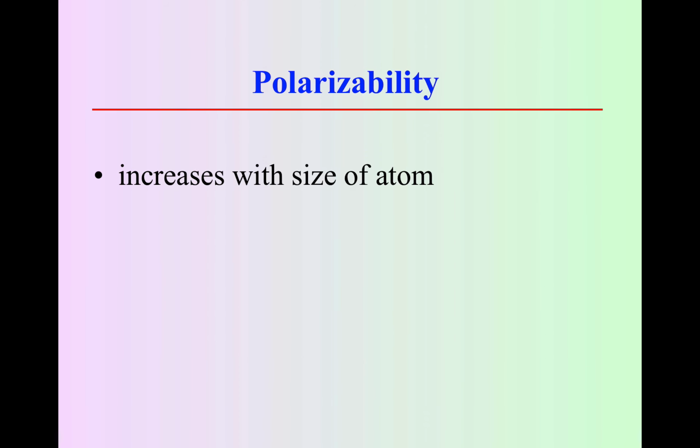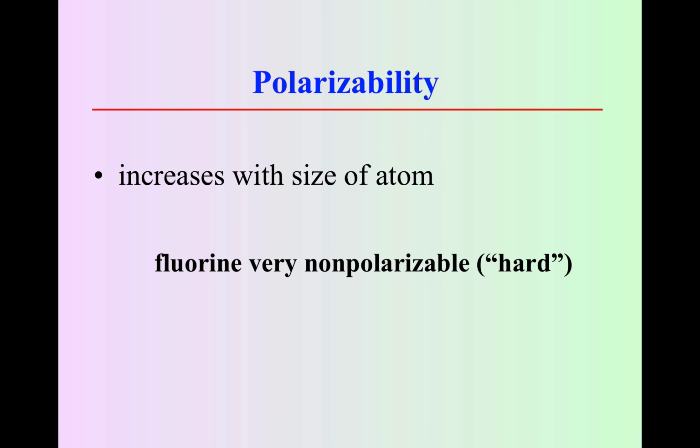Polarizability increases with the size of the atom, so big puffy atoms are easier to warp than small tight atoms. Another word for it is hard, right? So fluorine's a tight cloud, a hard cloud, hard to polarize. Whereas iodine, as you go down the group, you're getting more and more shielding. Those outer electrons are being held looser, so they're easier to warp.